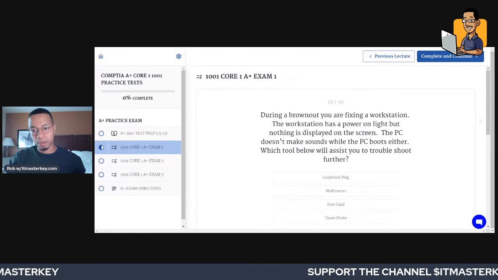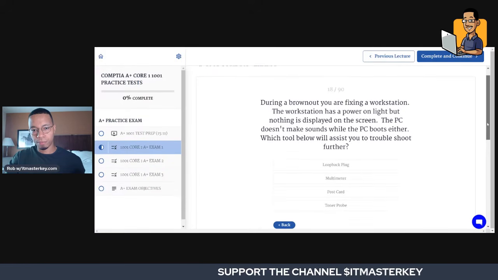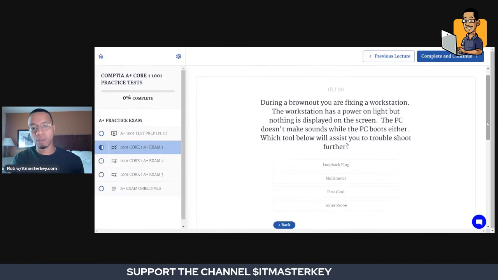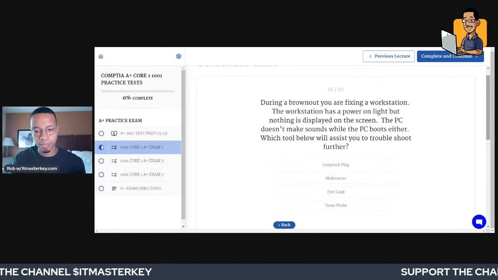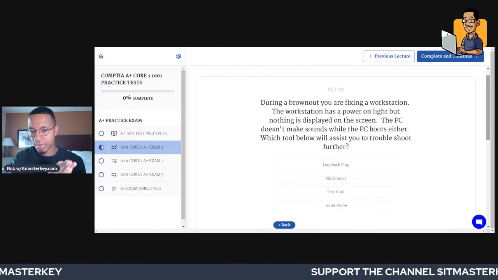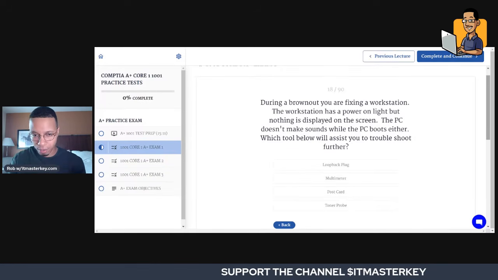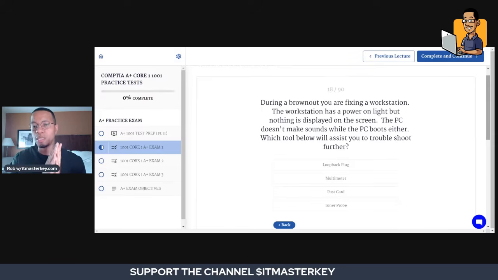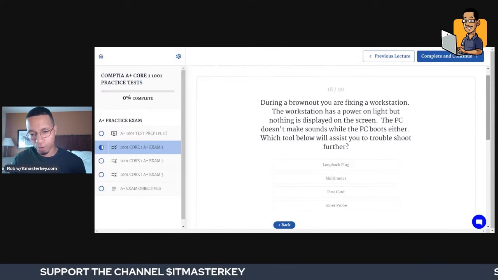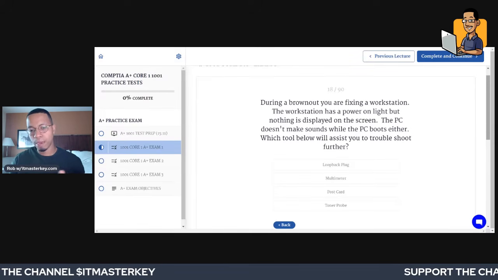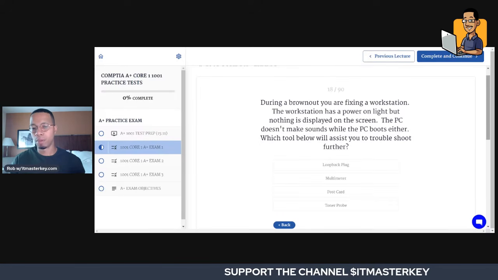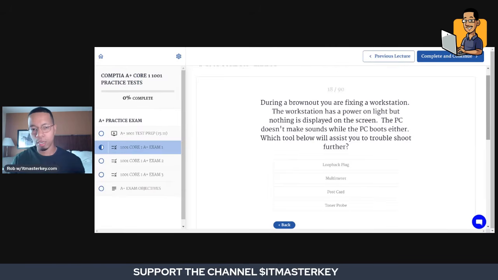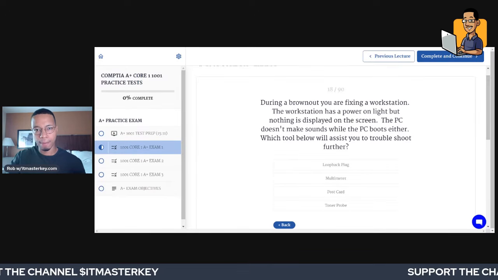So during a brownout, you are fixing a workstation. The workstation has a power on light, but nothing is displayed on the screen. The PC doesn't make sounds while the PC boots up either. Which tool below will assist you to troubleshoot further? Would it be a loopback plug? Will it be a multimeter? Would it be a POST card? Would it be a toner probe? What do we think?